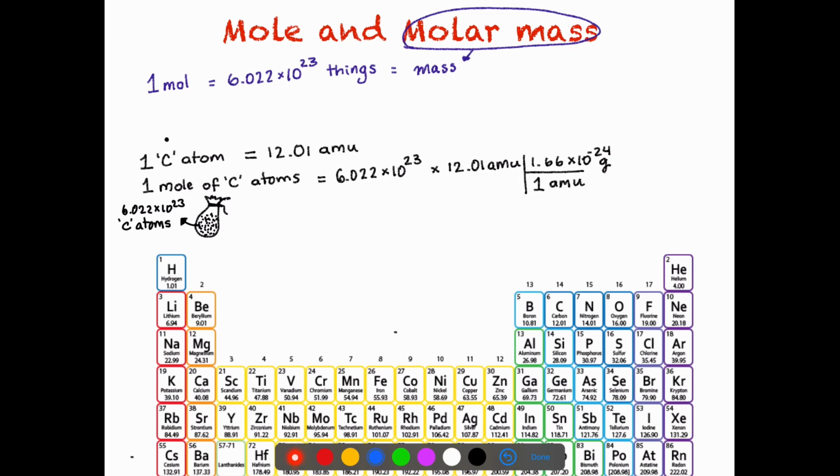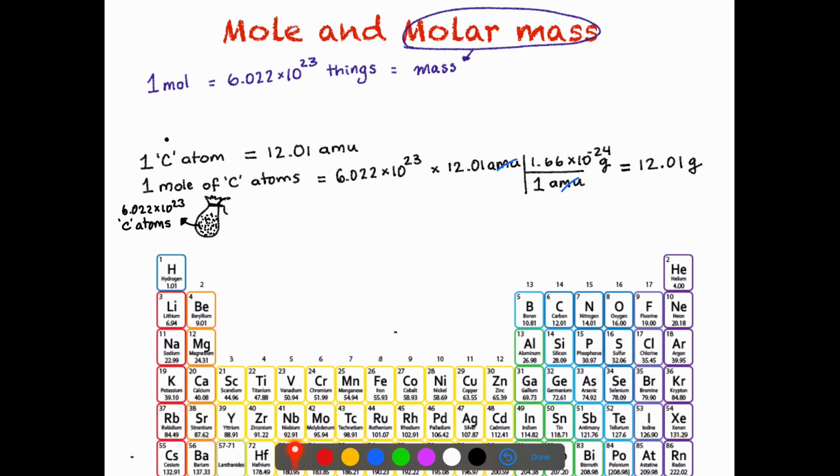Now, AMU cancels out. You can put that in your calculator. You can see that these two numbers are inverses of each other. If you multiply this with this number, you just get 1. And 12.01 times 1 is going to give you 12.01, and the unit you have now is grams. You can check for yourself. Put this in your calculator and check. You should get 12.01 grams.